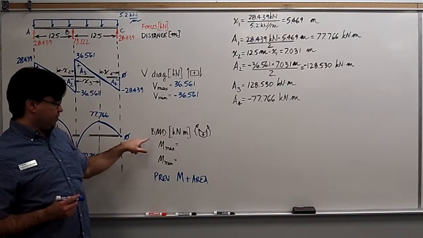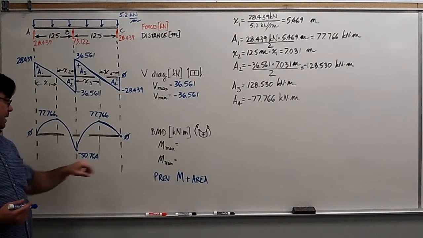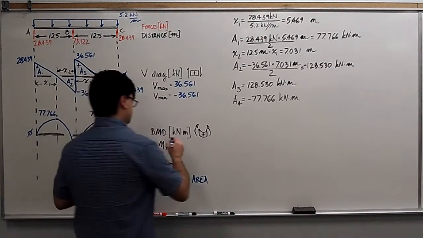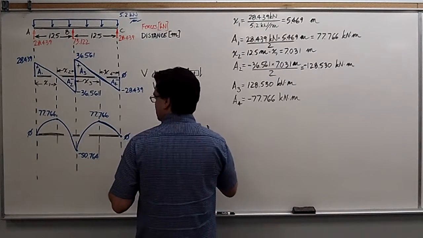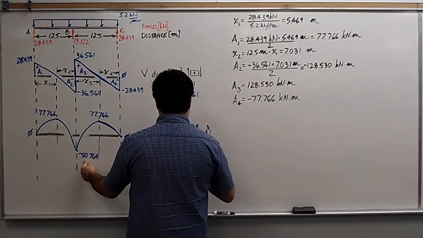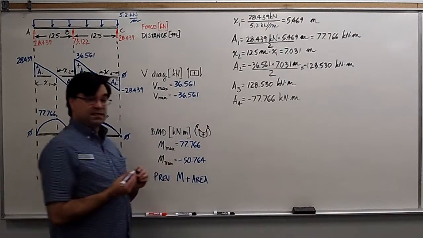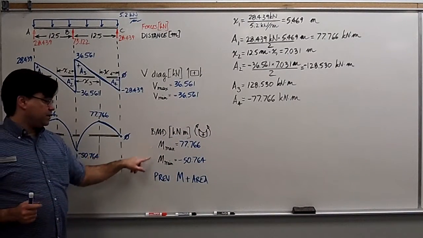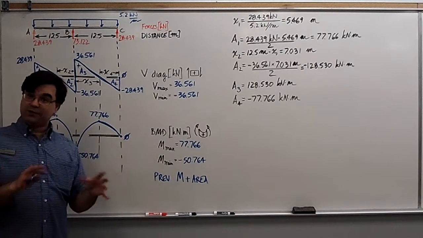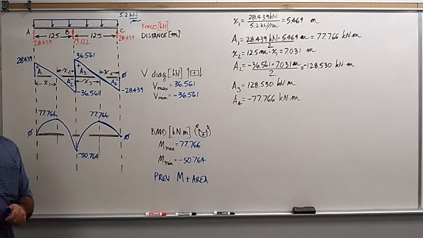All we're left to do is to fill in the label of the bending moment diagram. The maximum moment is 77.766, the minimum moment is minus 50.764. And again, this is important because the various curvatures that correspond to those different moments, for example, when it comes to reinforced concrete, will help figure out where to put your tension steel.